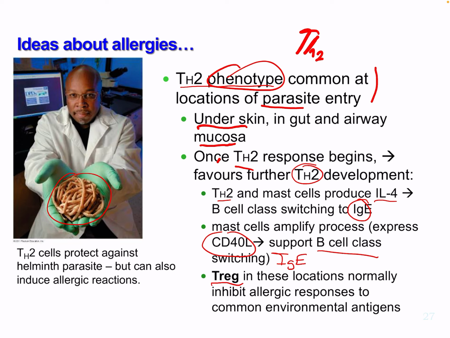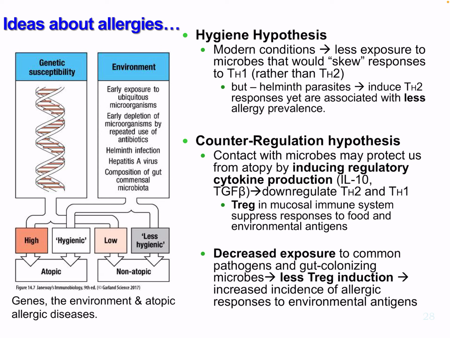Then we have our Treg cells in these locations, which normally inhibit allergic responses to common environmental antigens. Essentially, these environmental antigens are usually not strong enough to initiate a response, as our Tregs can keep it suppressed, but sometimes people are more sensitized, or for some reason or another, they respond and develop this Th2 response. So these are some ideas why allergies happen.